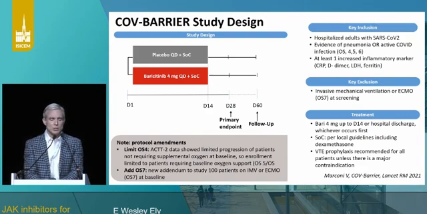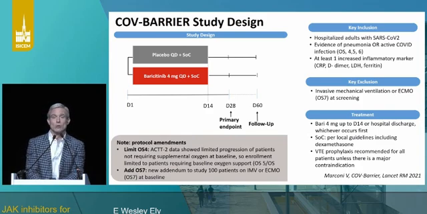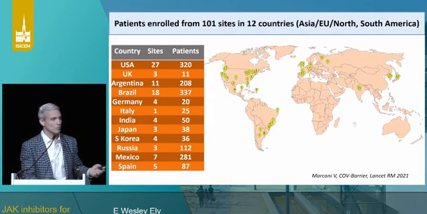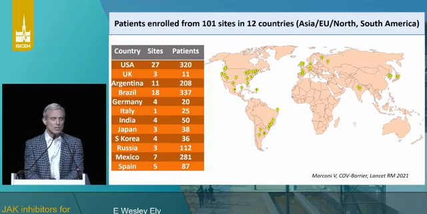Patients in this investigation were given standard of care in addition to baricitinib. So 80% of the patients were on corticosteroids. 90% of those people on steroids were on dexamethasone. And they were also all given venous thromboembolism prophylaxis. This investigation was carried out at 101 centers around the world in 12 different countries: Asia, Europe, North, and Latin America.